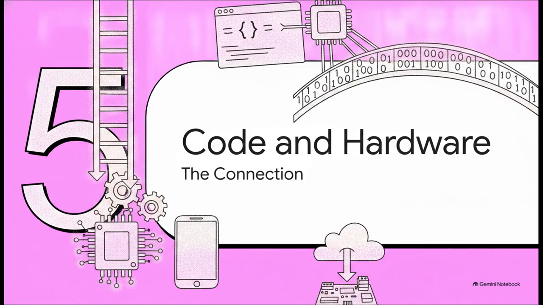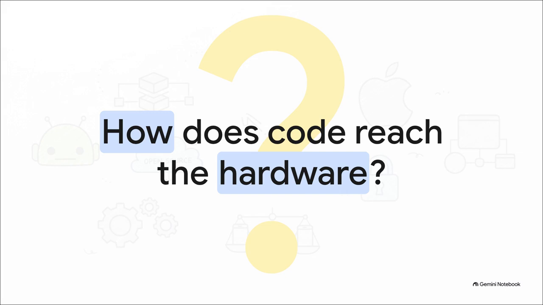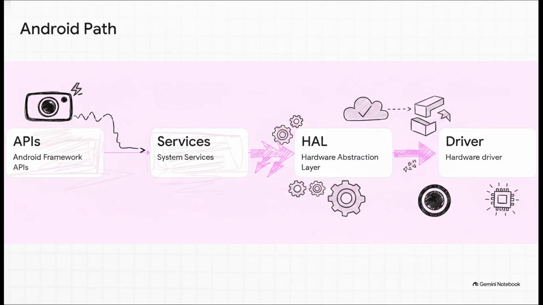And that brings us to Section 5, Bridging Code and Hardware. Now, let's take this somewhat abstract mental model and apply it to a real-world everyday action. When you press a button in a mobile app to take a picture, how does that request actually travel from your high-level application code all the way down to the physical camera hardware letting light into the lens? Let's walk step by step down the Android stack.